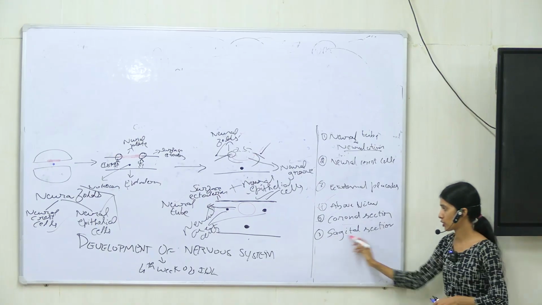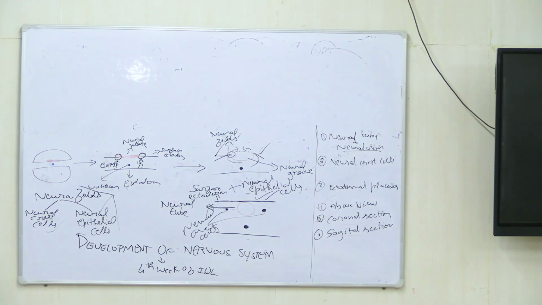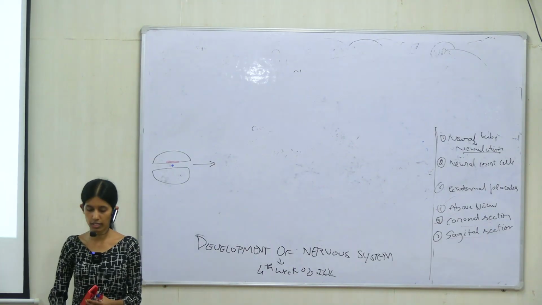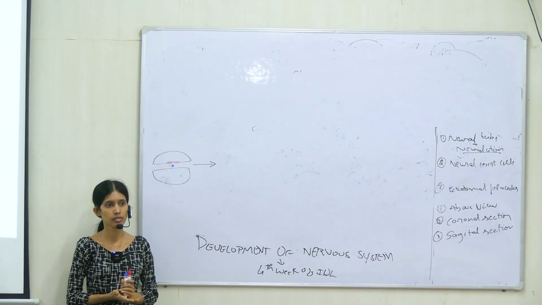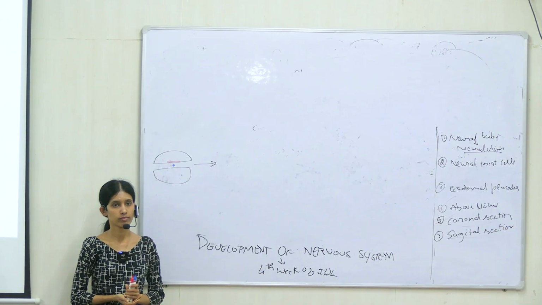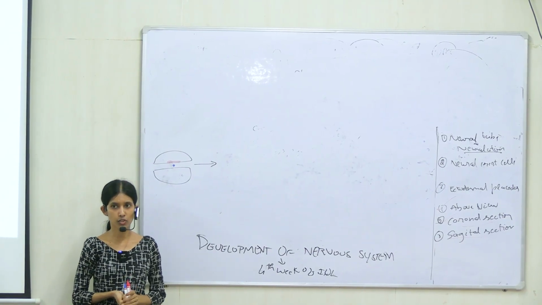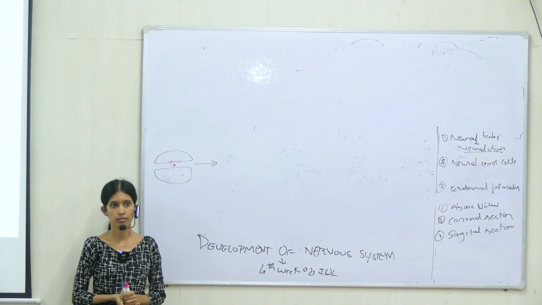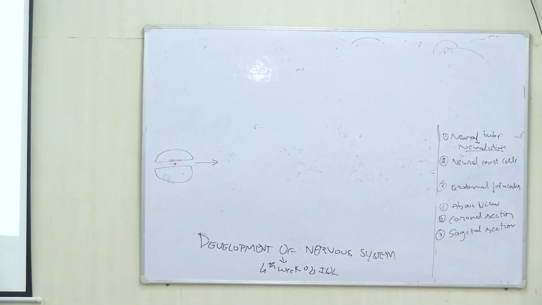Okay. The last one is sagittal section. How do we take the sagittal section and what are all the structures we see in the sagittal section of the embryo? If you answer something, we can continue. In general, I am asking. What structures do we see in the sagittal section of the embryo? Any answers?